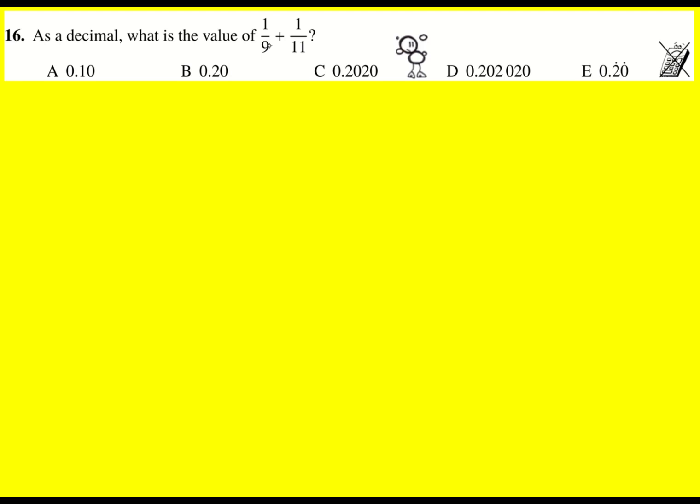We need to work out the value of 1 over 9 plus 1 over 11 as a decimal. Well, I think the first thing to do is to write it as a fraction. So put it over a common denominator. It's going to be 11 over 99 plus 9 over 99, which is going to be 20 over 99.